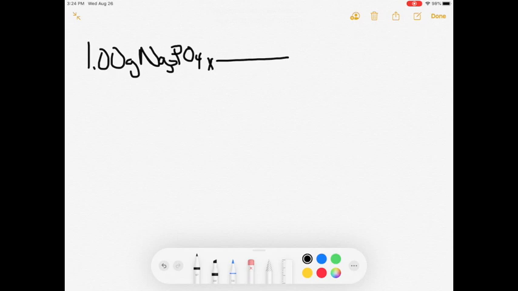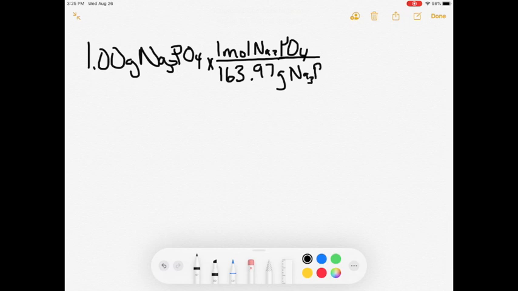So I look up the molar mass of sodium phosphate. I have 3 sodium. Sodium weighs 22.99. 1 phosphorus weighs 30.97. And then 4 oxygen. Oxygen weighs 16. So add those up. It's 163.97 grams per 1 mole. Okay, so now that I have this in moles, now I can use that conversion factor that we've been talking about. So let's make that down here.